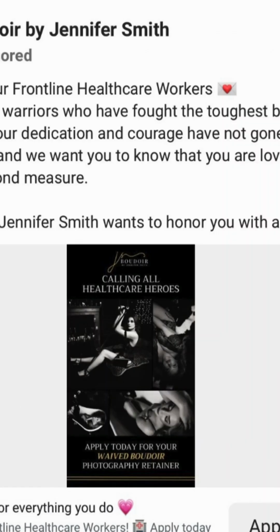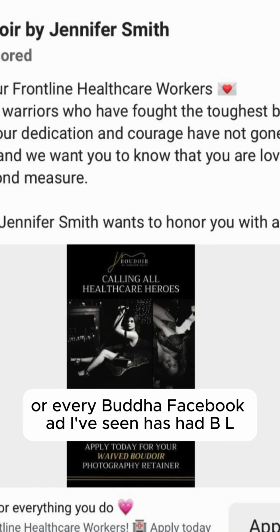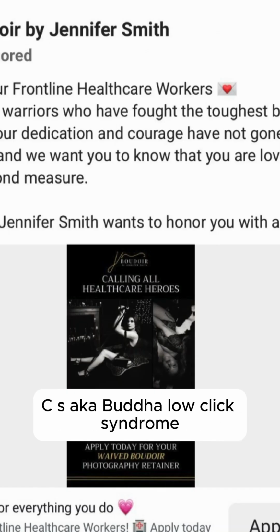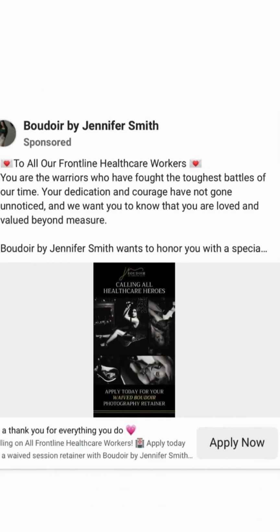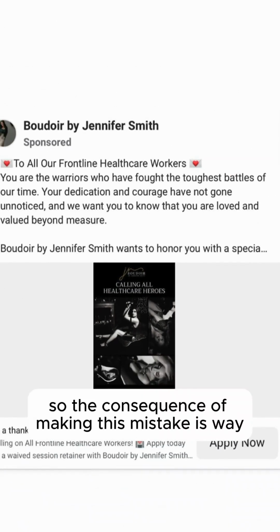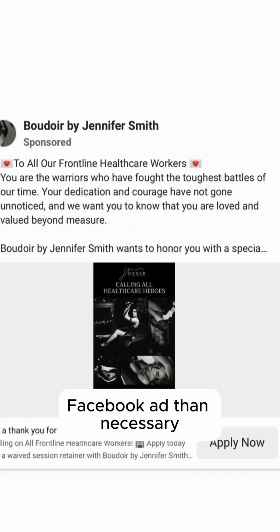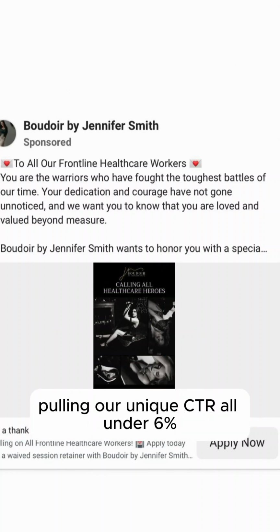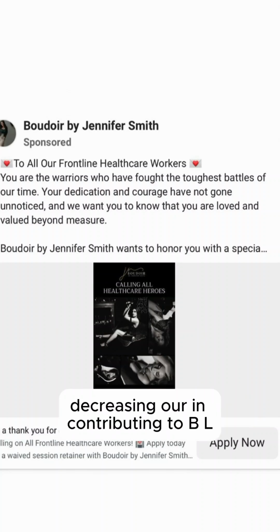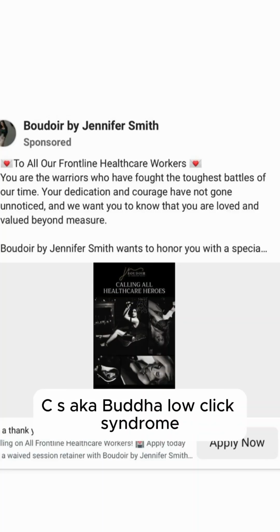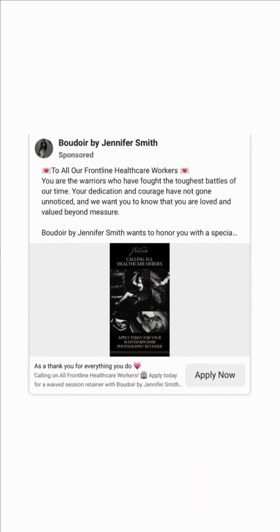Well, basically every Boudoir Facebook ad I've seen has had BLCS, aka Boudoir low click syndrome. So the consequence of making this mistake is way more women scrolling by our Boudoir Facebook ad than necessary, pulling our unique CTR all under 6%, contributing to BLCS, aka Boudoir low click syndrome.